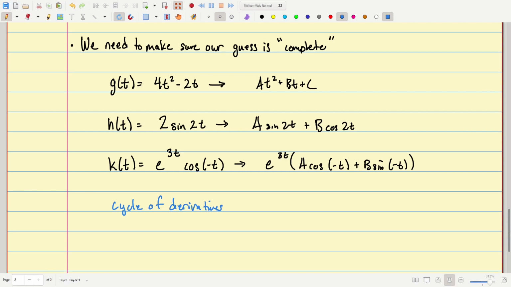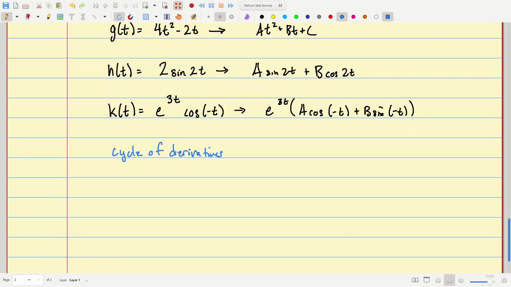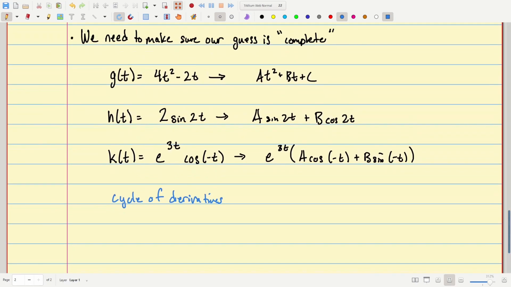Now, you don't need to think about it in terms of that sense. You just get a feeling for what kinds of things you need to guess, right? If it's a polynomial, you guess a polynomial that has all the terms in it. If you've got something that has sine, you make sure that you have the equivalent cosine thing too. All right. Questions about this part? Make sense? Okay.